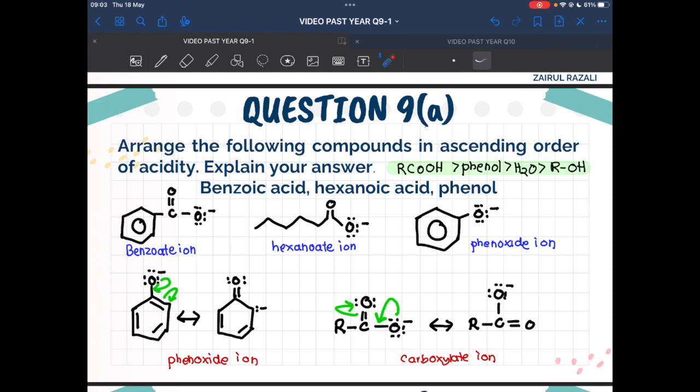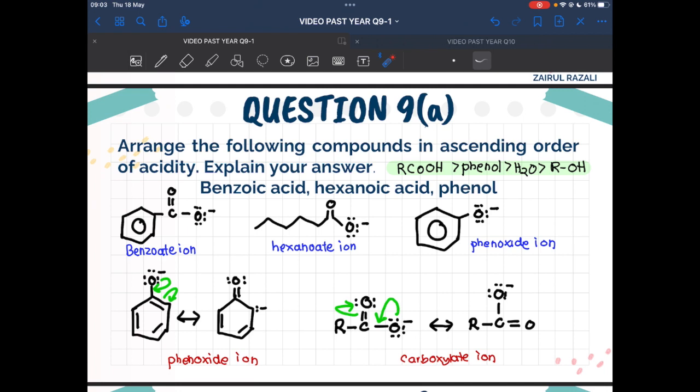Okay, so in general, in terms of acidity, carboxylic acid is greater than phenol, phenol is greater than water, and water is greater than aliphatic alcohol. So kalau kita tengok, acidity itu depends on the stability of the conjugate base form. So the more stable the conjugate base form, the more acidic the compound is going to be. And the stability of the conjugate base depends on several factors.